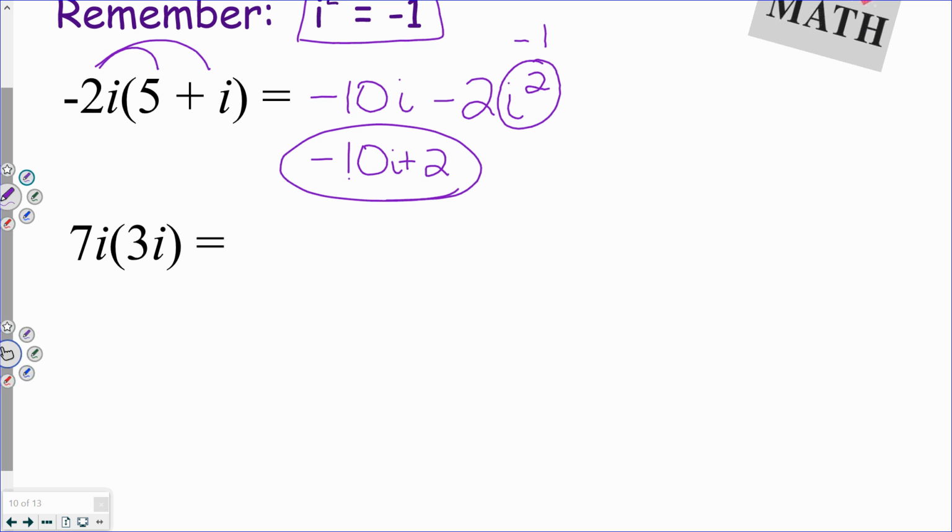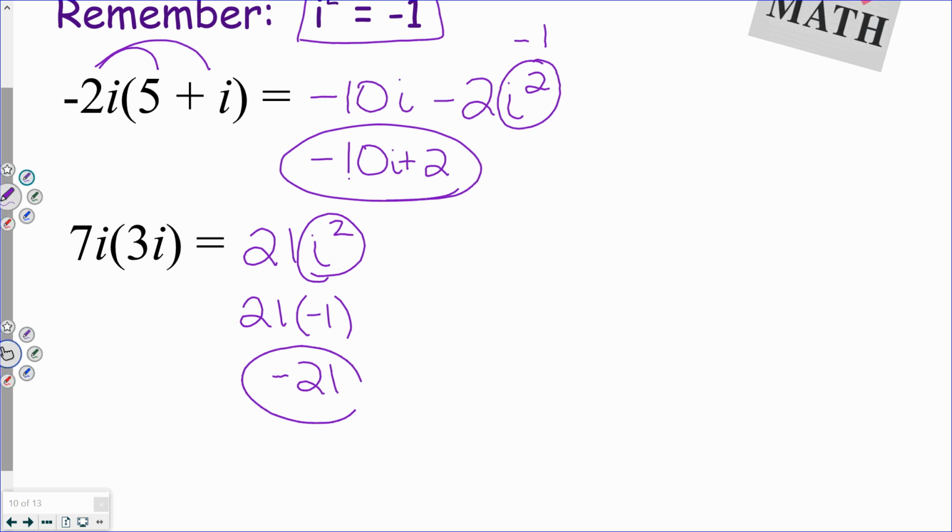So 7i times 3i, 21i squared, but i squared is equal to -1, which is -21. And if you're cool to go from 21i squared and just write, oh, that's -21, I'm cool with that. Donnie.